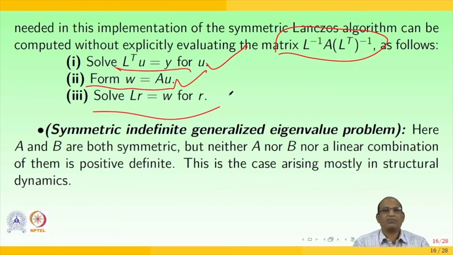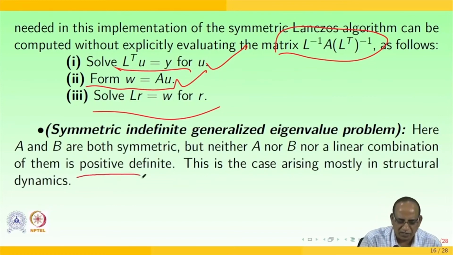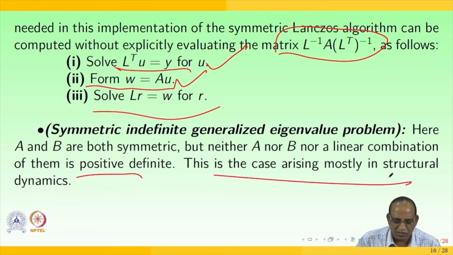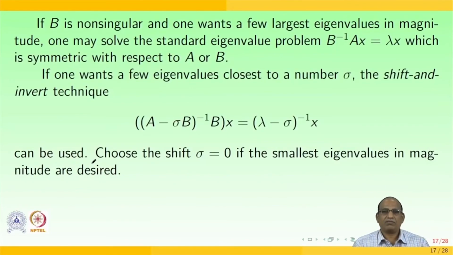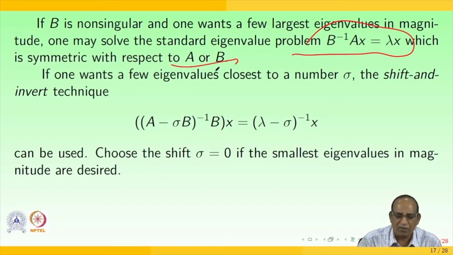Symmetric indefinite generalized eigenvalue problem. Here A and B are both symmetric, but neither A nor B nor a linear combination of them is positive definite. This is the case arising mostly in structural dynamics. If B is non-singular and one wants a few largest eigenvalues in magnitude, one may solve the standard eigenvalue problem, that is B inverse Ax equal to lambda x, which is symmetric with respect to A or B.